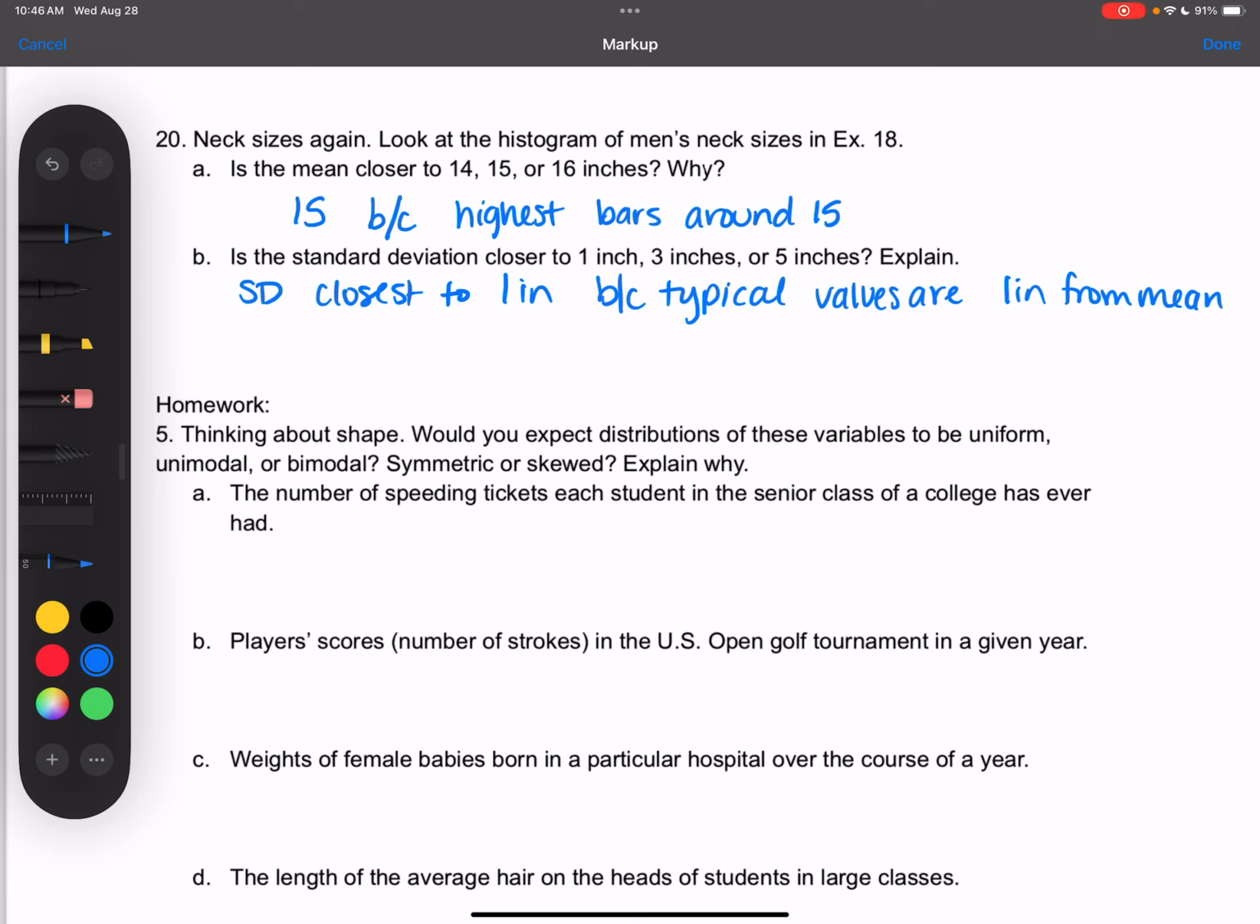There's only a couple points 3 inches from the mean, and that's on the left hand side when we go down to 12. And none that are 5 inches away.